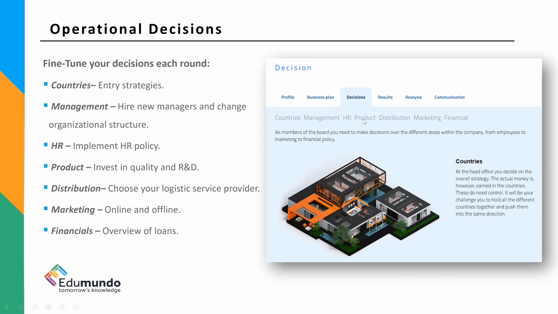Product is where you determine the quality of your product. And of course, the product is linked to your purchasing cost: high quality, high purchasing cost. And you can invest in R&D to change the future characteristics of your phone. Distribution: you choose one company to ship your phones from the manufacturer to your warehouse in all of these countries that you've entered.